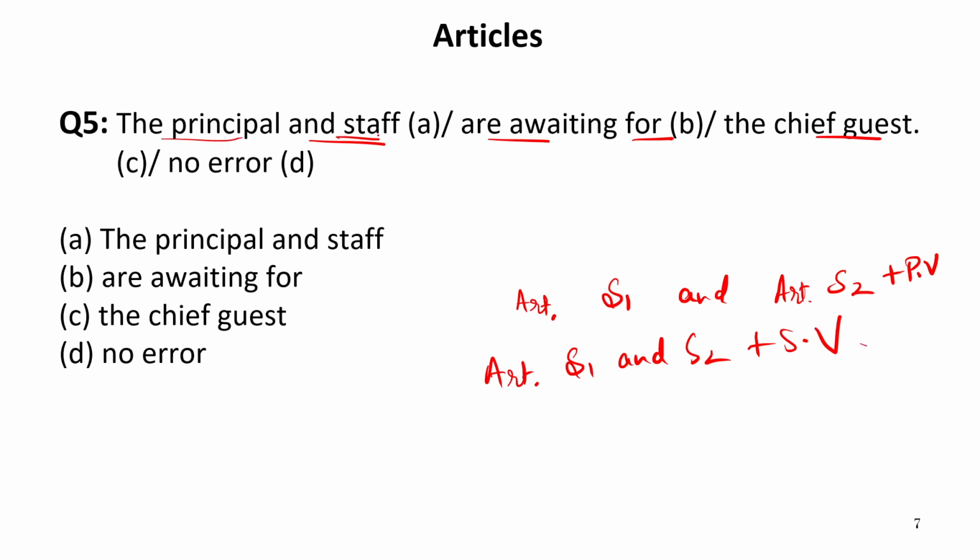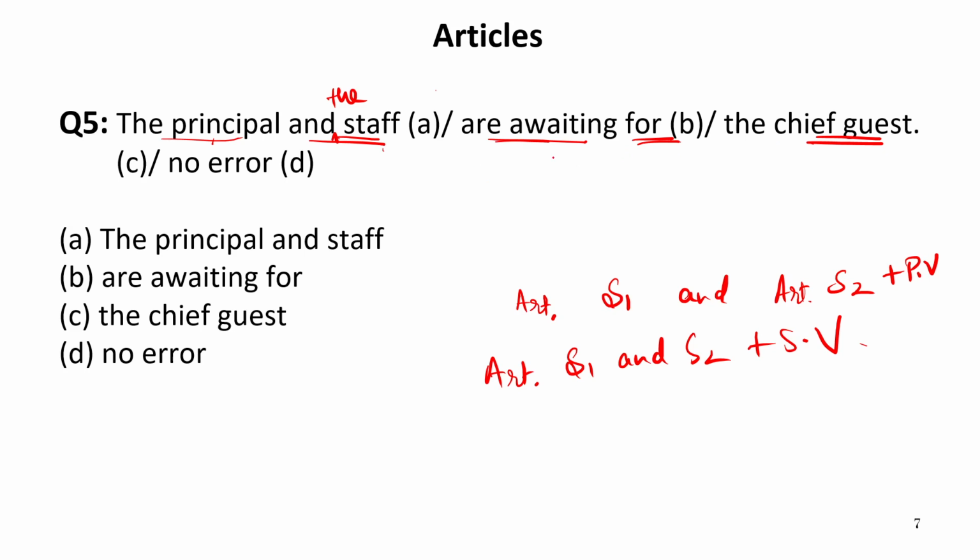The principal and staff are awaiting for the chief guest. Now, here we know well that principal is a separate entity and staff is a separate entity. We cannot say staff and principal are the same because staff is another and principal is only one single person. So we know well that these are both different. And if both of these are different, we have to use "the" before both of these. It means the correct sentence will be: the principal and the staff are awaiting for the chief guest.